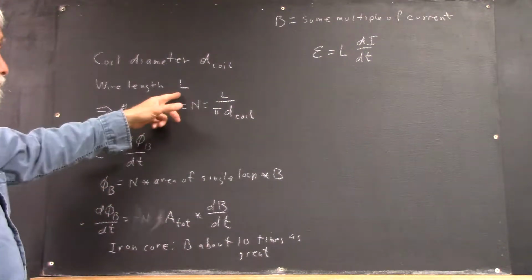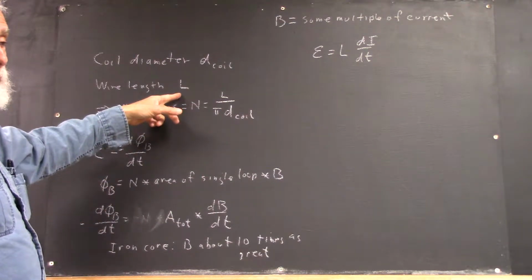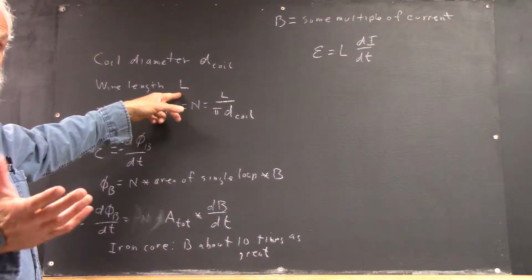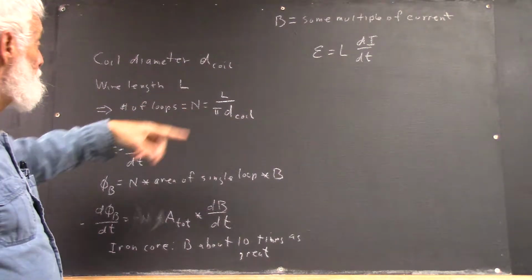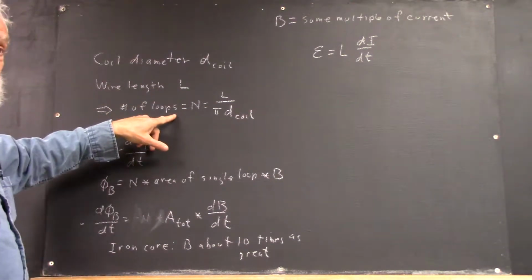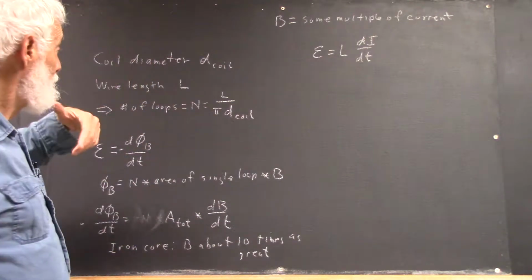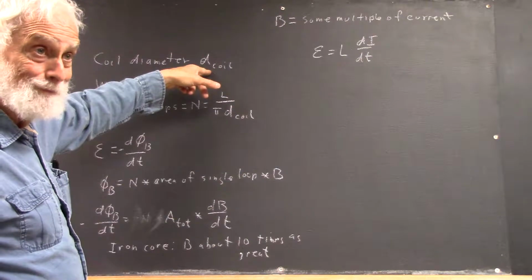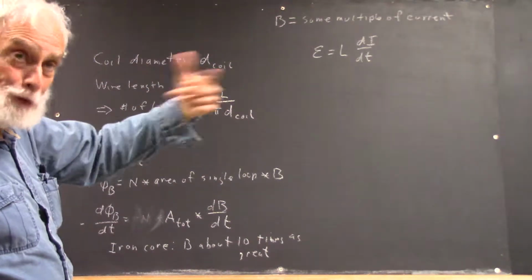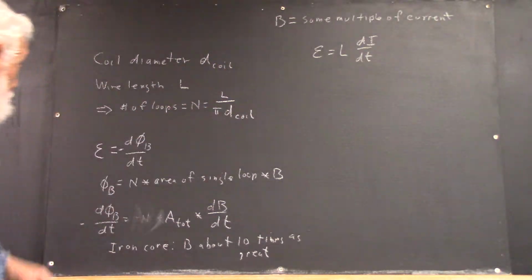And those lengths were 20 feet or 200 feet. Okay? Number of loops, easily calculated from the length and the diameter of the coil. You know, each loop is a circle. So I don't have to tell you where that came from.